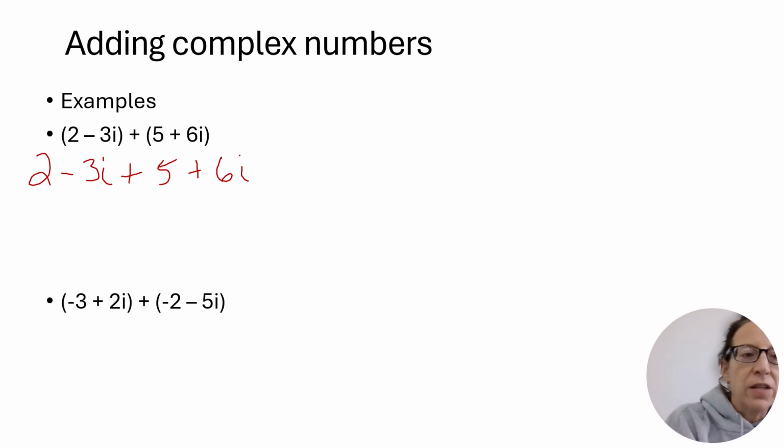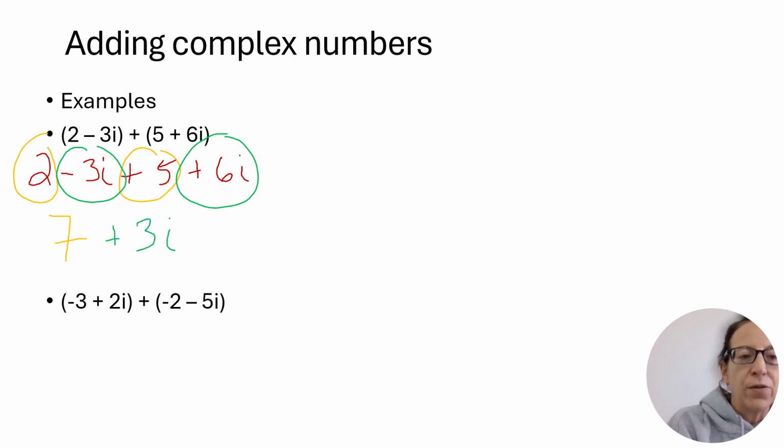So looking at this, we would do 2 plus 5. That would give us 7. And then we'd have negative 3i plus 6i, which would be 3i. And so the answer to that problem is 7 plus 3i. We have added them together. That's all there is to it.